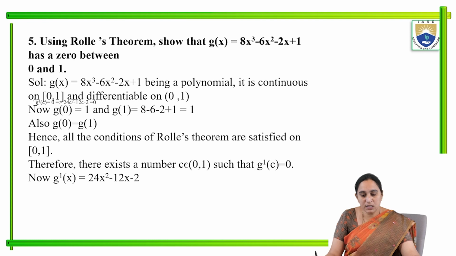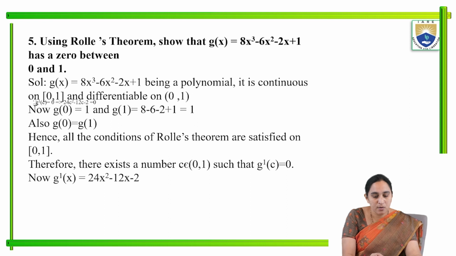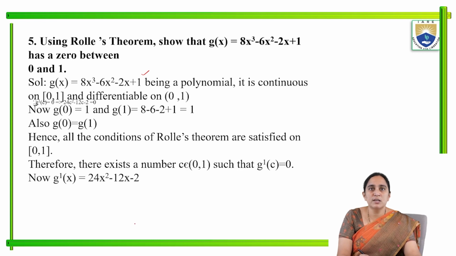Here, observe the given polynomial. The function is in polynomial form, right? If it is a polynomial, then definitely the function is differentiable, and if the function is differentiable, then definitely that function is continuous. Here g of x is equal to 8x cube minus 6x square minus 2x plus 1, being a polynomial. It is continuous on the closed interval 0, 1, and it is differentiable on the open interval 0, 1.